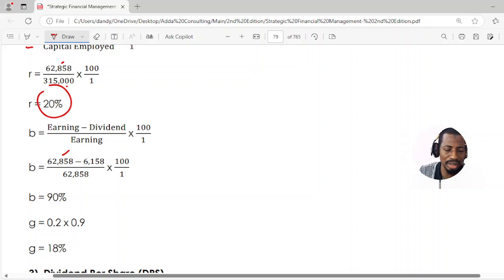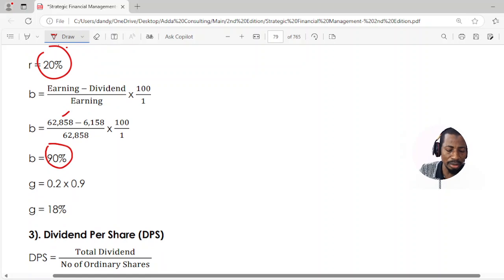Therefore, earnings of 62,858 minus dividend of 6,158 divided by 62,858 multiplied by 100%. I got retention of 90%, which means I'm paying dividend of 10%. I'm retaining 90% in the business. So putting it together to get my growth rate, my growth rate is return on investment multiplied by the retention rate. That's 18%. So I've calculated the growth rate as 18% using the Gordon growth model.